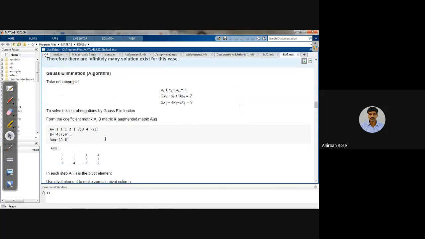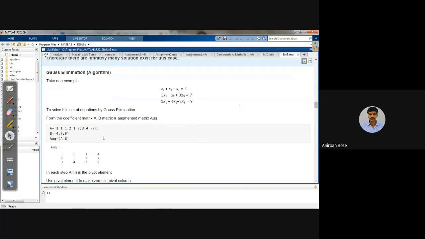Now, let us take one example. There are different methods by which you can solve a set of linear algebraic equations. There are direct methods, there are iterative methods. One of the very popular ones is the Gauss elimination method. Basically, the whole algorithm is first Gauss elimination, then back substitution, and finally you will get the solution. So let us first understand how the algorithm works and then we'll code it.